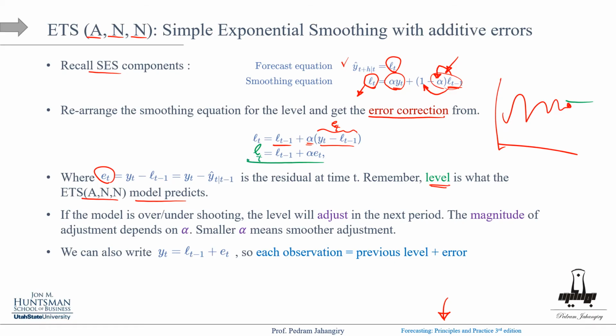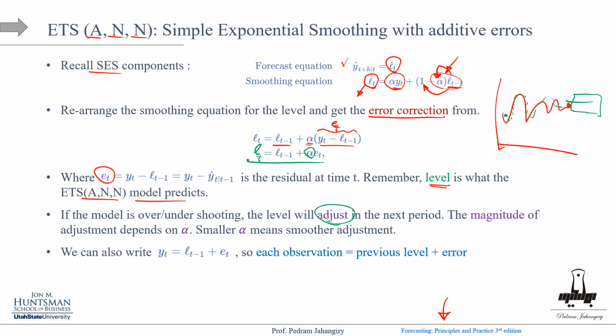Focus on this one. If the model is over- or undershooting the level, we know that in general the level is going to adjust. How does the level adjust? By this parameter alpha. So the magnitude of this adjustment depends on alpha. A smaller alpha means a smoother adjustment. Here's the level, and in sample we can have something like this. If it is over-predicting, it's going to adjust lower, and so on. So you get the idea. And then for forecasting horizons into the future, it is a flat line because it's a simple level.